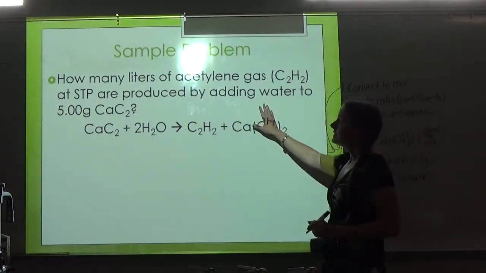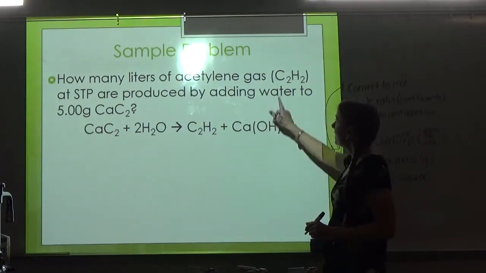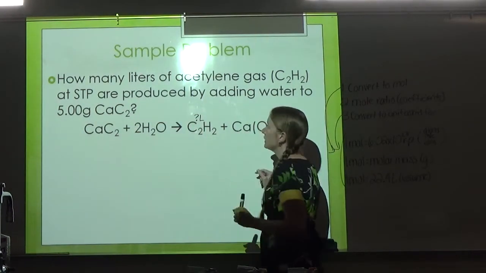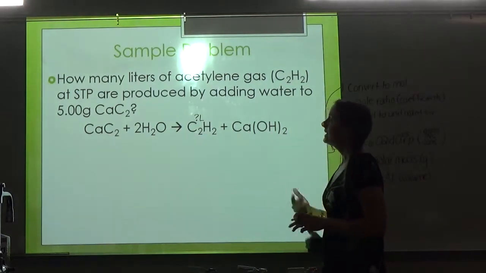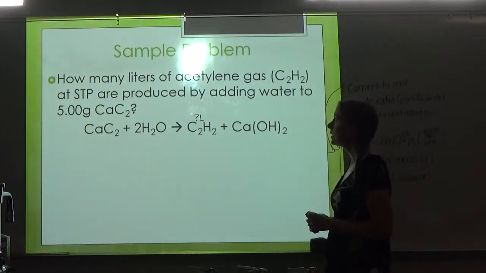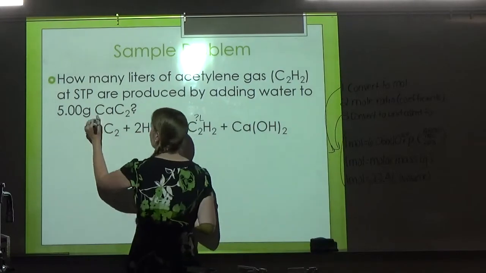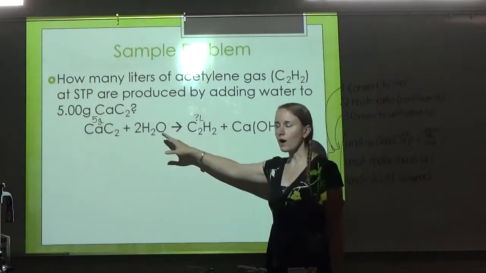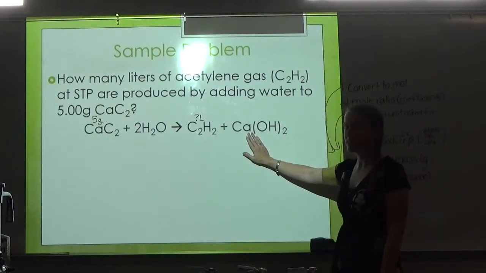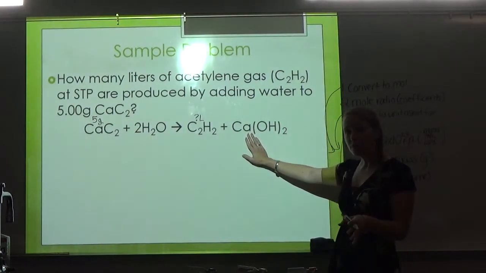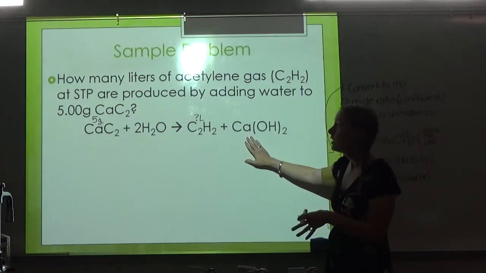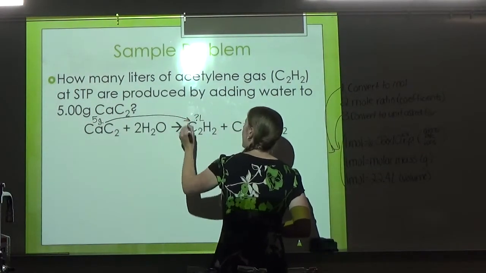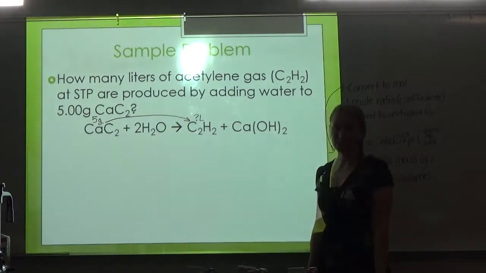So this question says, how many liters of acetylene gas, which is C2H2, so I'm going to put a question mark and liters up there, so I know that's what I'm trying to get to, at STP are produced by adding water to 5 grams of CaC2. So what I want you to notice is they didn't ask me about water. They didn't ask me about calcium hydroxide. So if they don't ask me about either of those, then I don't need to pay attention to them. What I'm trying to figure out is if I start with 5 grams of calcium carbide, how many liters of acetylene gas am I going to get?